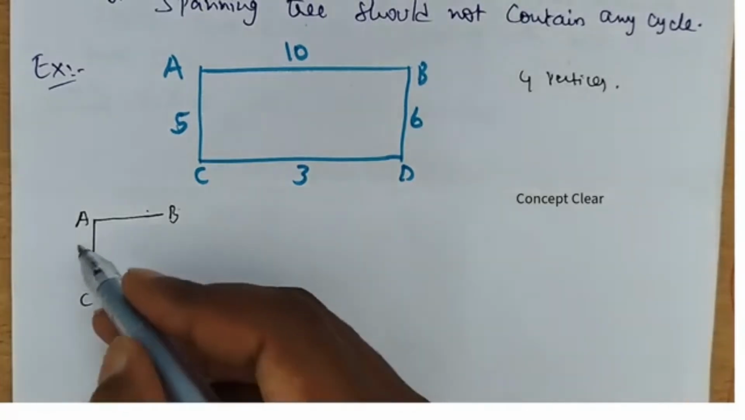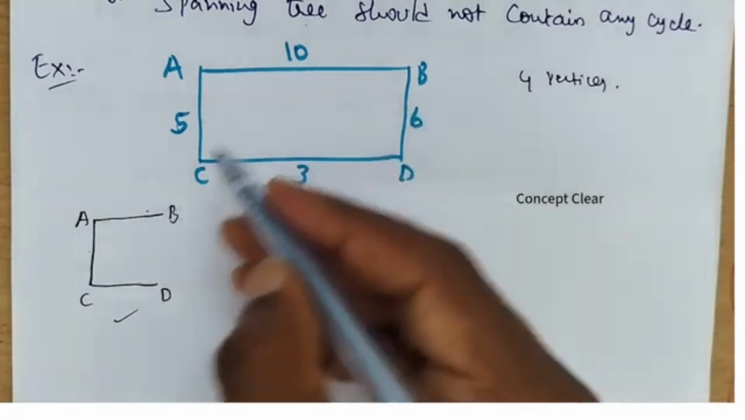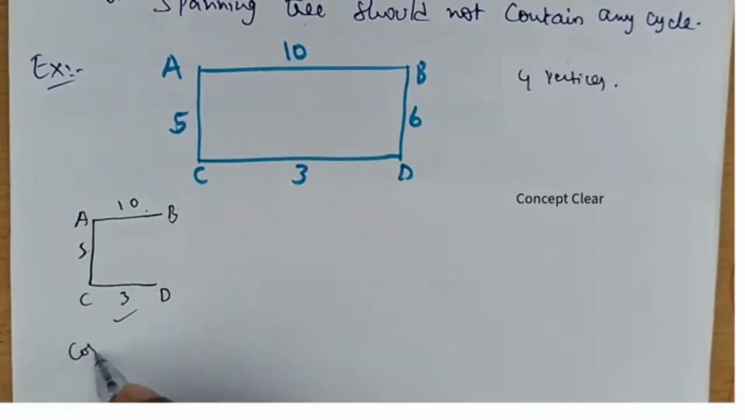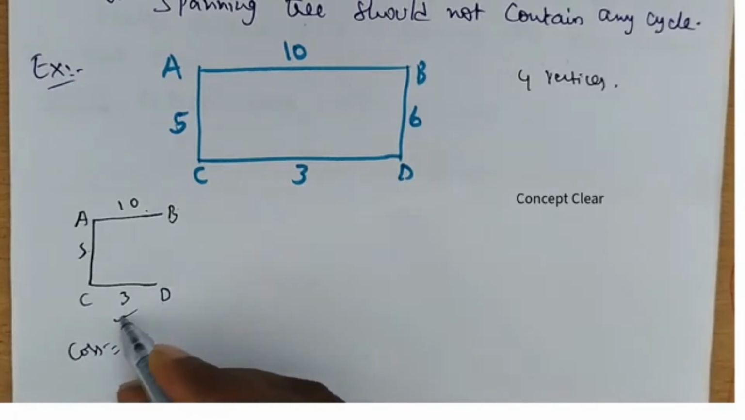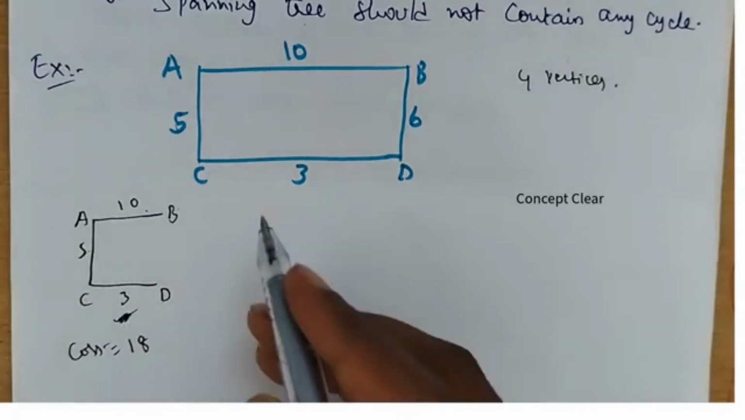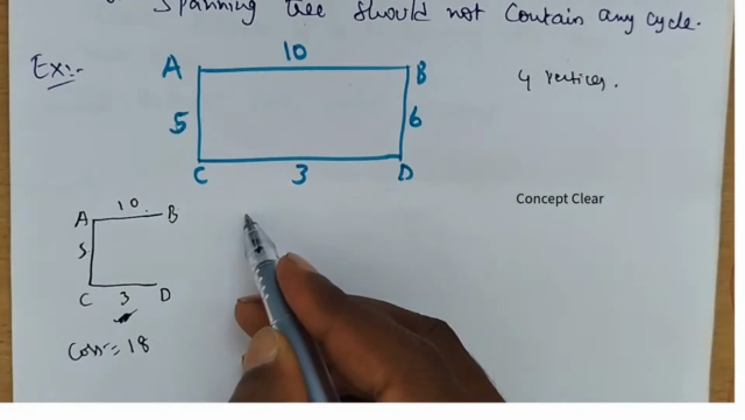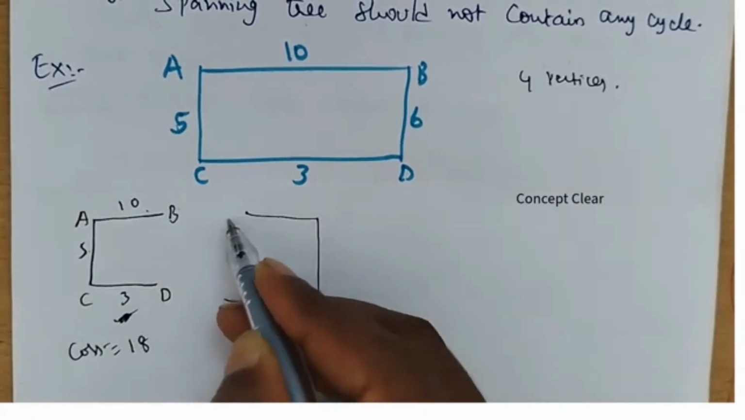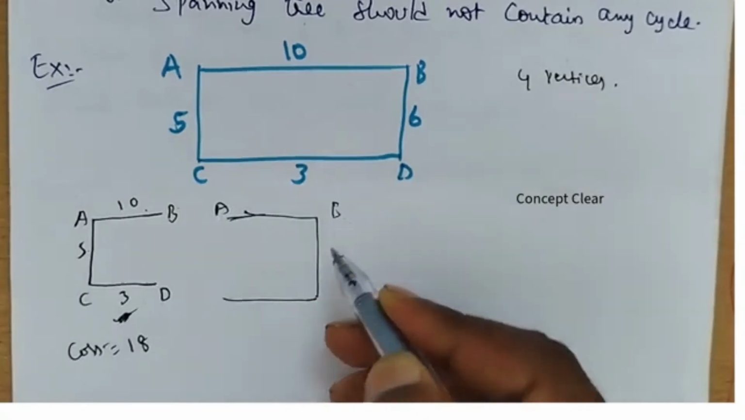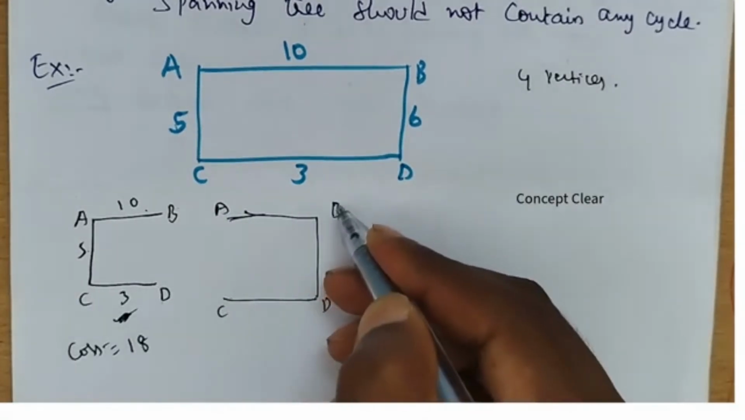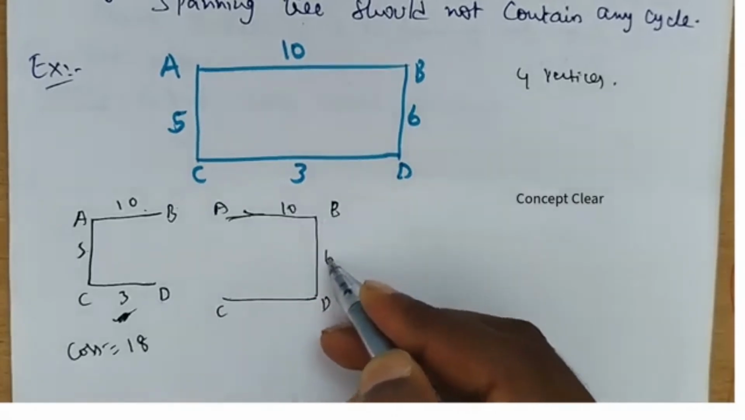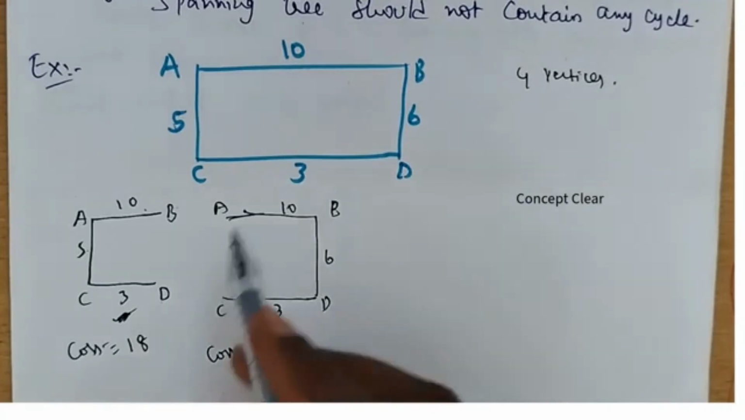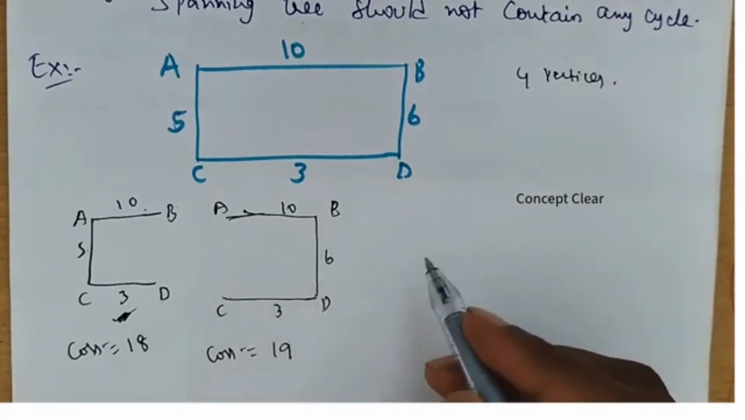And what is the cost for this one? A to B is 10, A to C is 5, and 3. So the cost of this graph is 18. And what about any other chances? You have to draw all the possible chances here. Here A, B, D, C. The cost is 10, 6, 3, so here also the cost is 19. It is also satisfying all three properties.